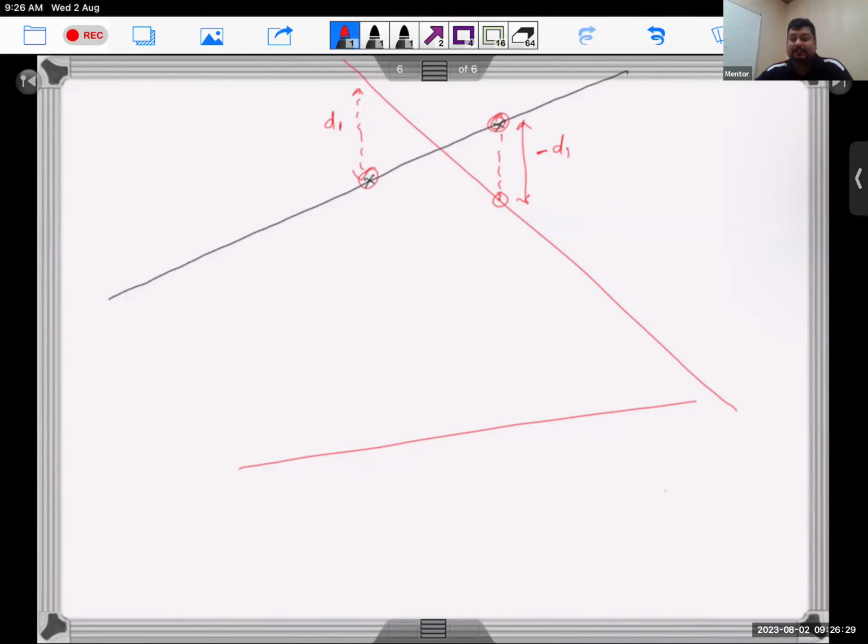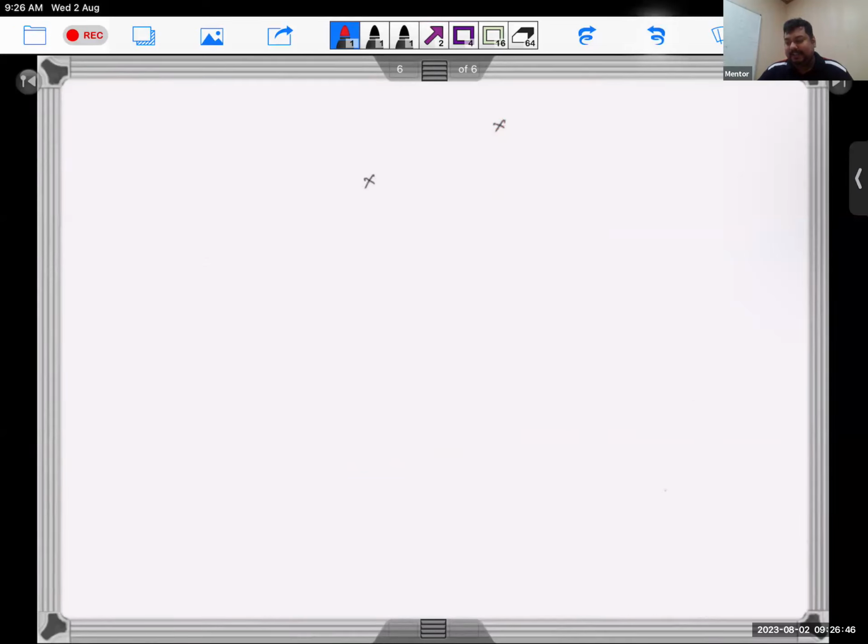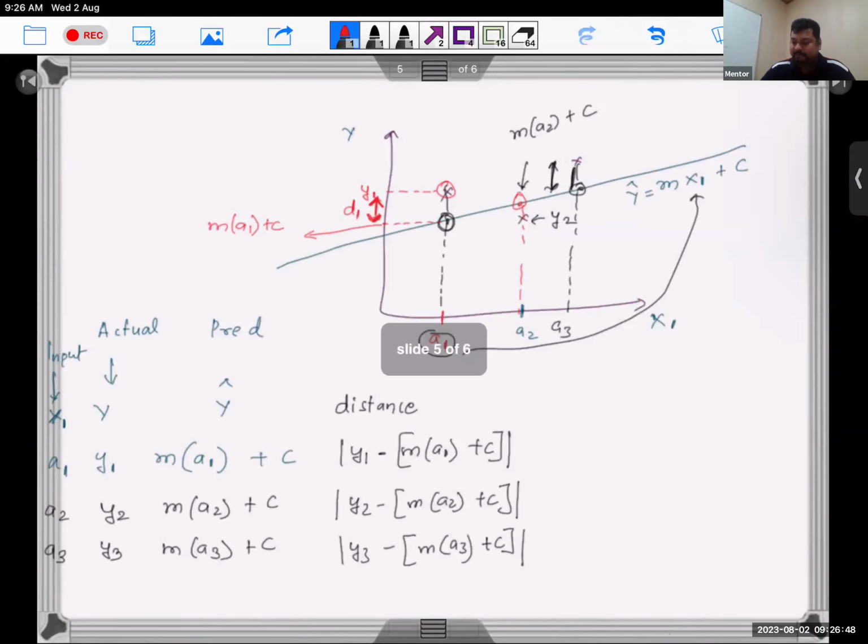So your distances always need to be positive. You cannot say distances are negative. That's a property of a distance, okay? You cannot say that you are making a negative mistake or a positive mistake. You always say that you're making a mistake and you are adding up those mistakes. So that's why your distances have to be positive, okay? All right, keep that in mind.